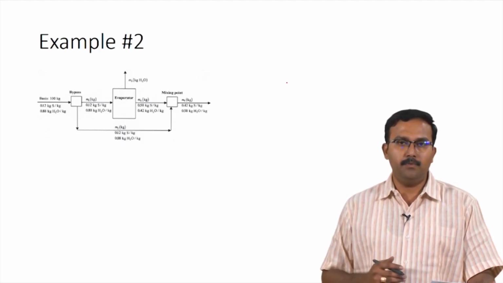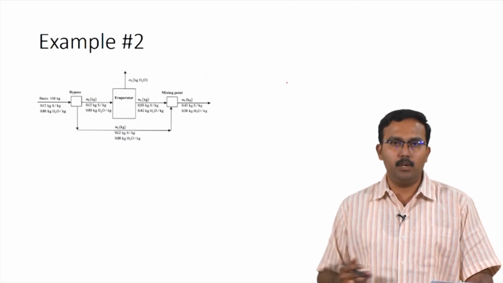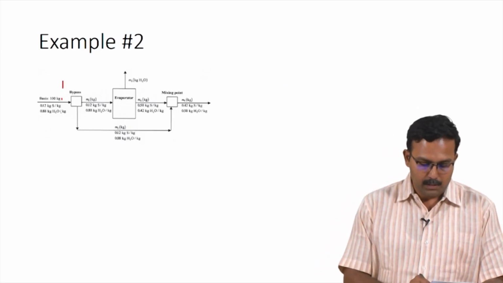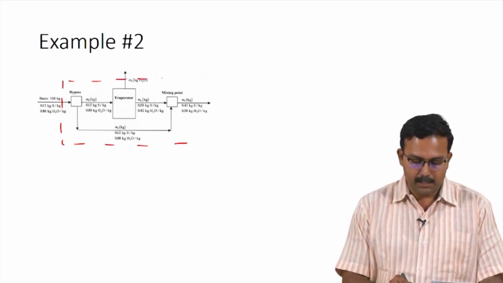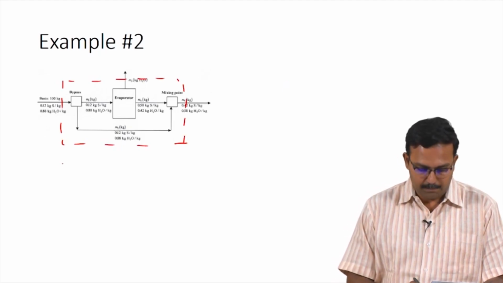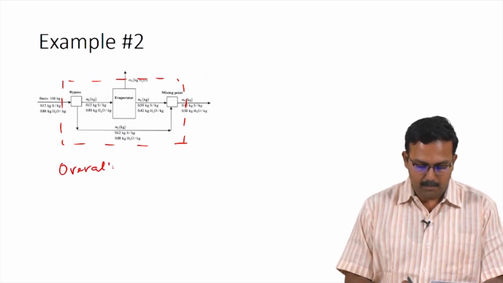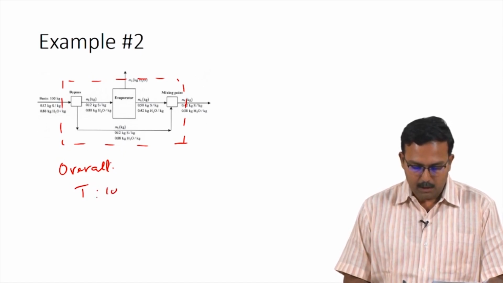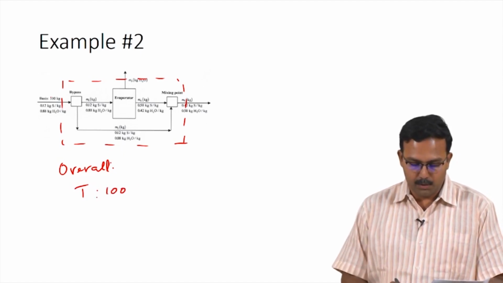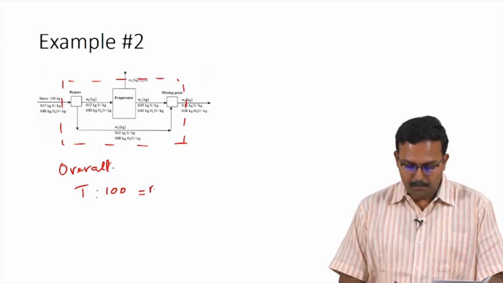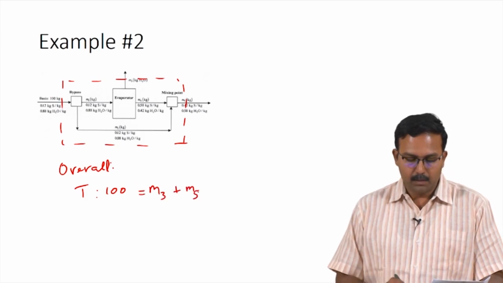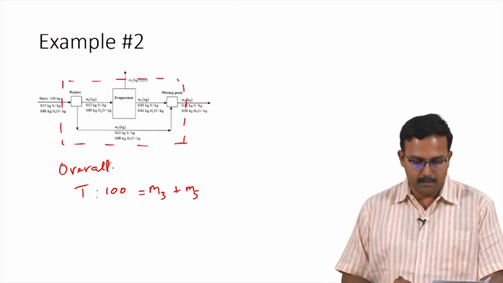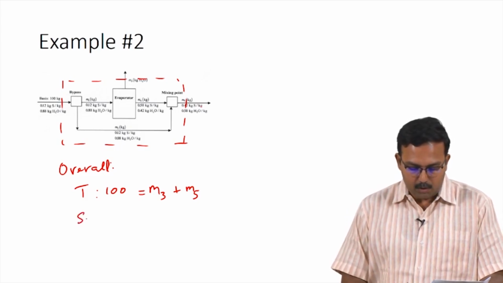So, now it is important for us to identify which systems we want to work with. As always, we will start with the overall system. The overall system would encompass the bypass stream. The overall system would have total balances which can be written as 100 kilograms entering through the fresh juice would be equal to m3 plus m5, where m3 is the water vapor that is being evaporated and m5 is the final product that is being produced. We can also write the solids balance.